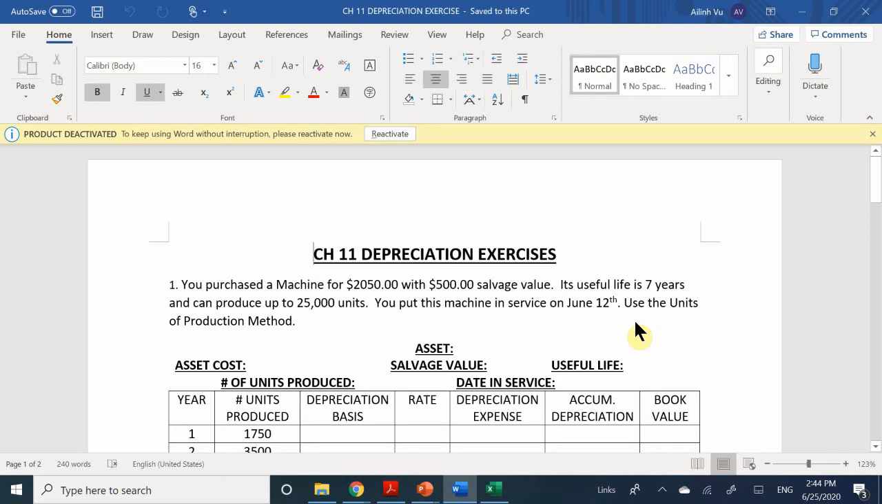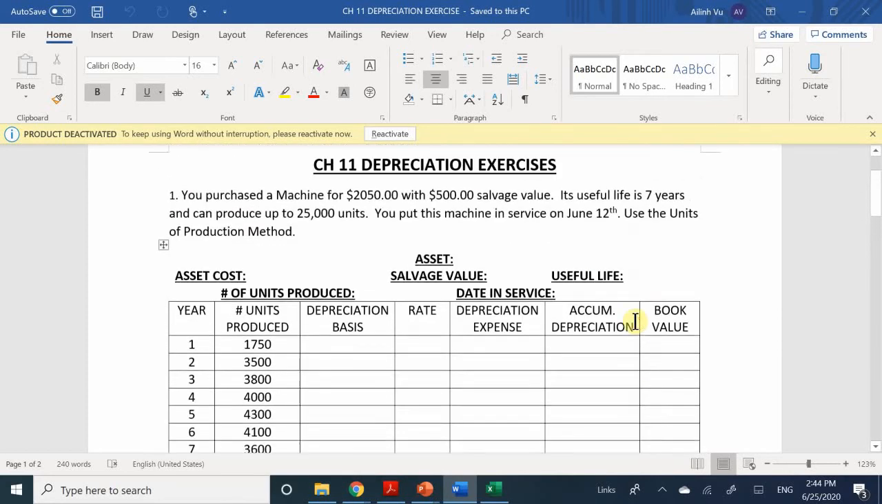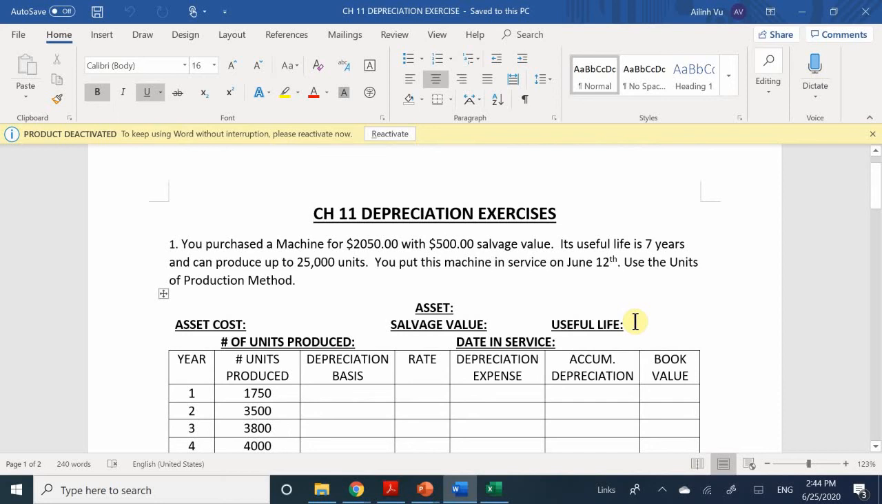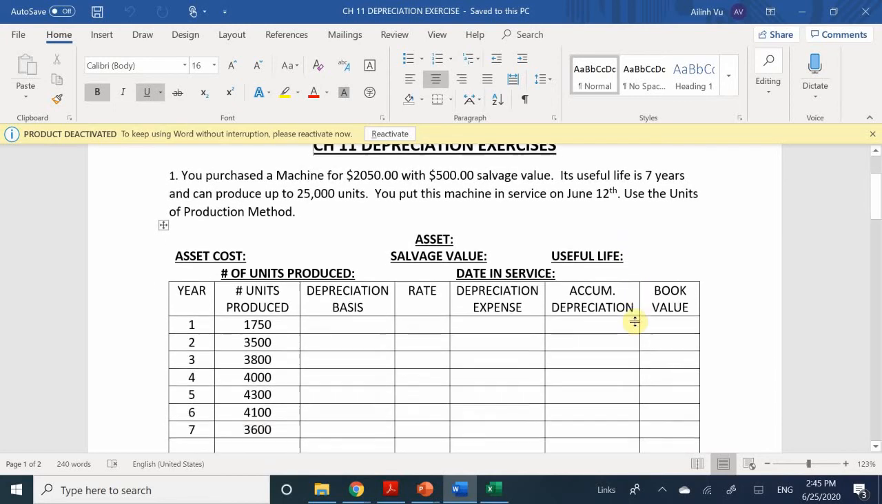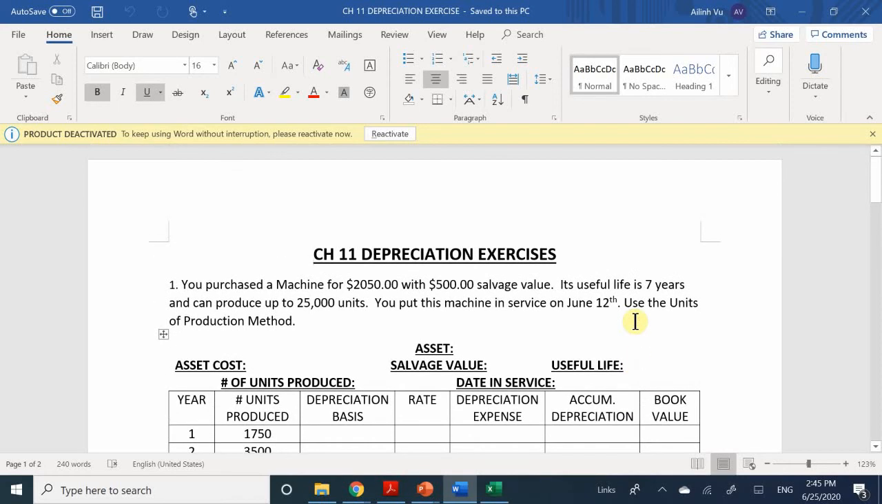So here we're going to go ahead and do the chapter 11 exercises. This is basically everything that we've learned so far. And I'm going to use Excel to produce the answers a lot quicker, but also for you guys to learn, because this is something that you will be needing to know when we're dealing with Excel. You need to know how to use Excel for accounting.